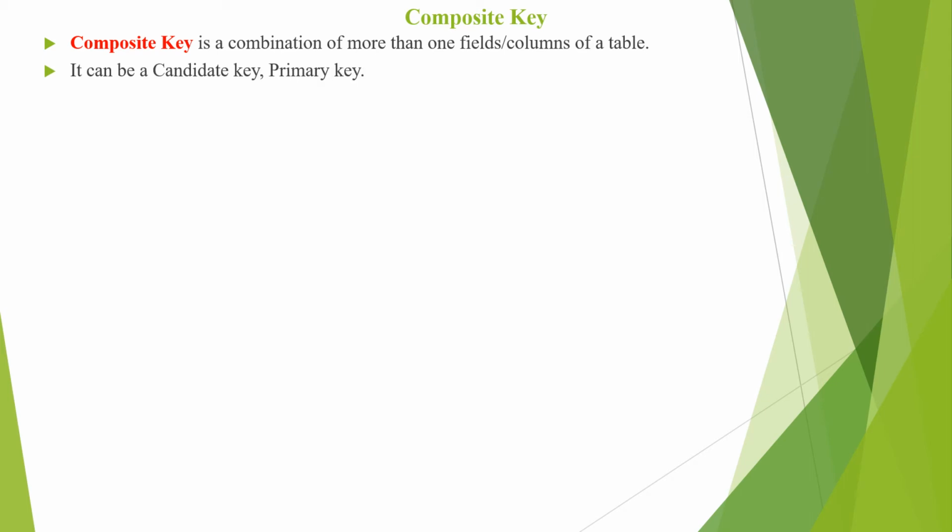The next key aspect is the composite key. The composite key, which we also call a compound key, is a combination of more than one field or column of a table. Together we call it a composite key or compound key. This compound key or composite key can be a candidate key or a primary key.